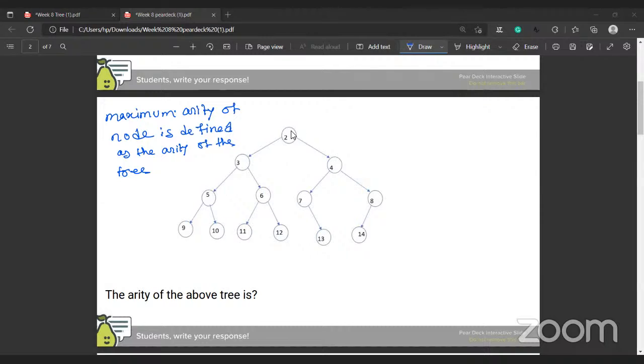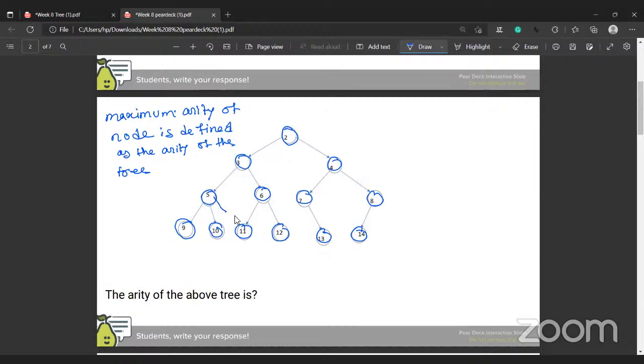So what will be the arity of this node? 2. Arity of this node? 2. Of this node? 2. And this node? 2. This is 1, this is 1, right? And this node? 0. And this also 0. This also 0. This also 0. So the arity of that tree will be 2, right?